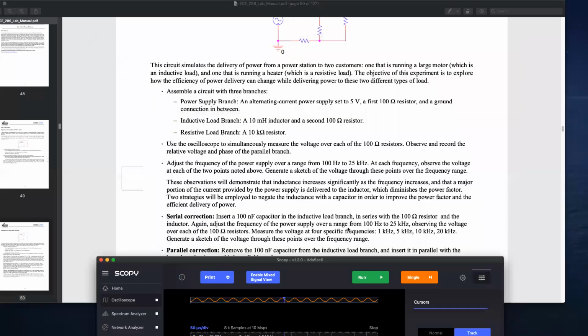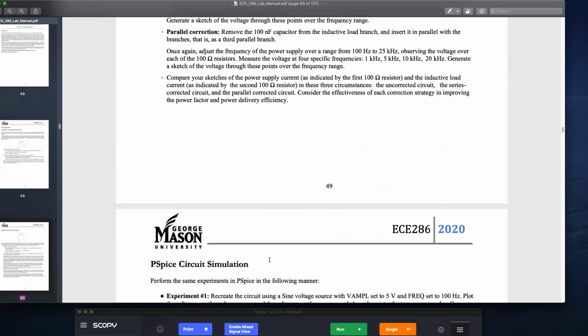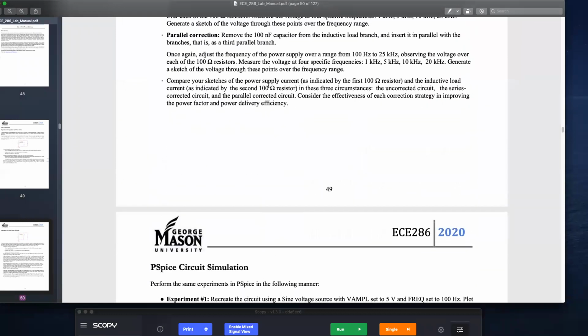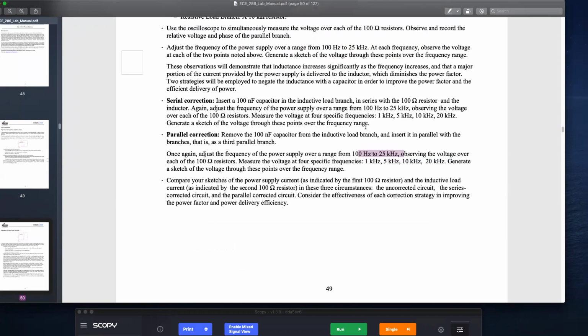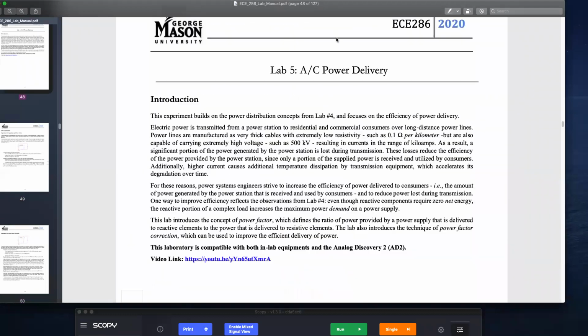Then you follow the manual and measure it at the 4 different frequencies it says, and then do the frequency sweep again, I believe. Yeah, you're still doing a frequency sweep. Just confirm with your TA if you actually need to do the frequency sweep. But that's essentially how to do lab 5, I believe. Good luck.